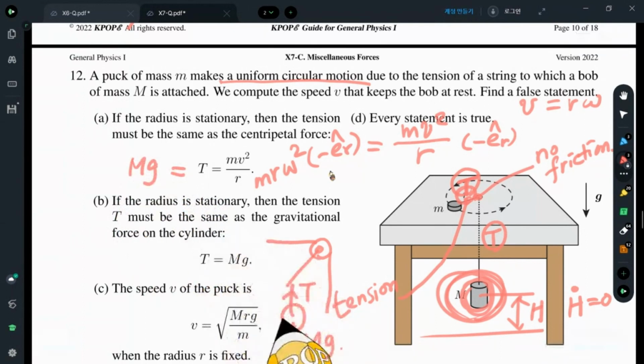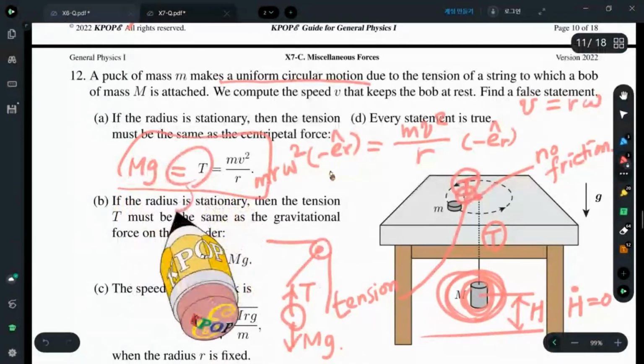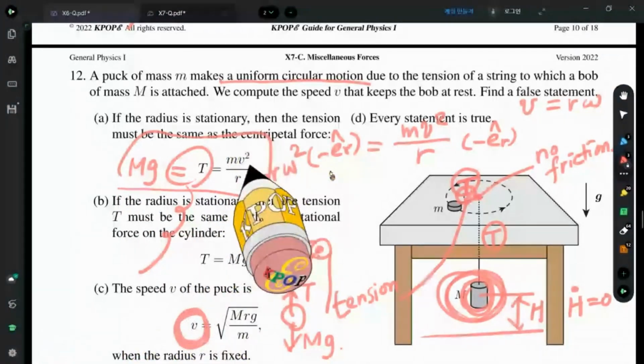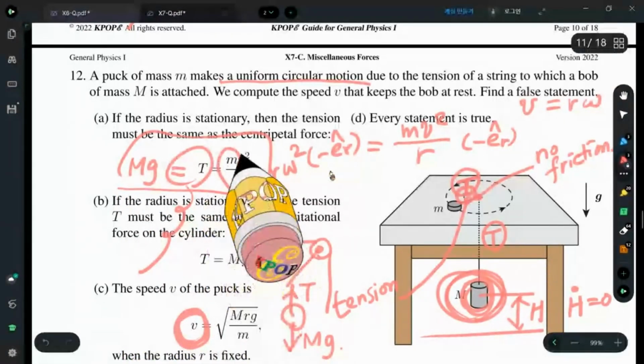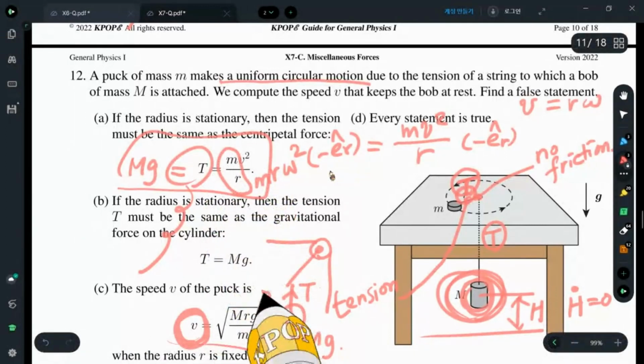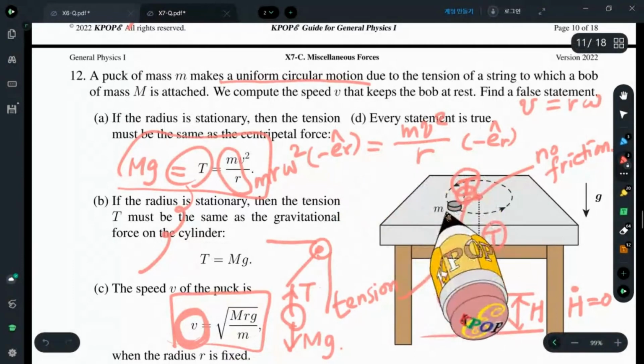So everything is done. From in here, we don't need this tension anymore. What we want to know is the speed, so multiply by the reciprocal of m over r and simplify the expression to find the square root of capital M R g divided by small m.